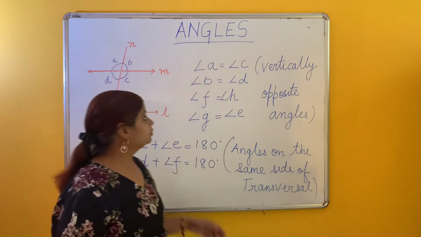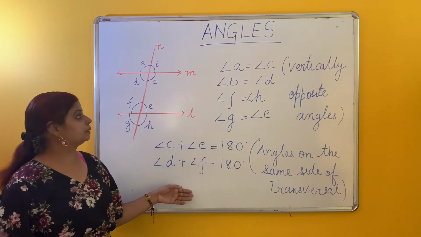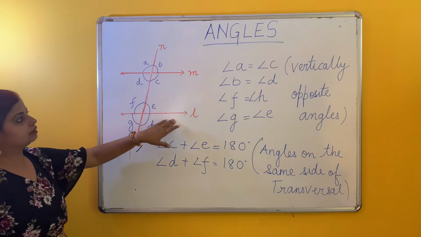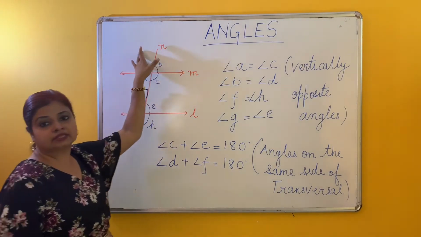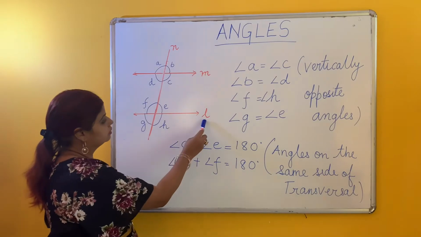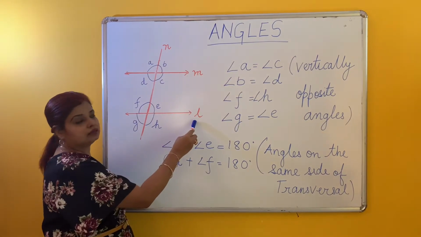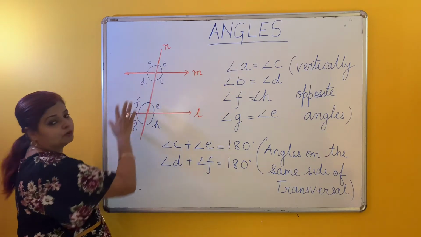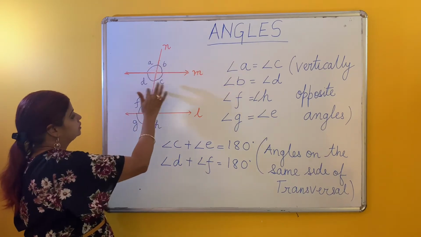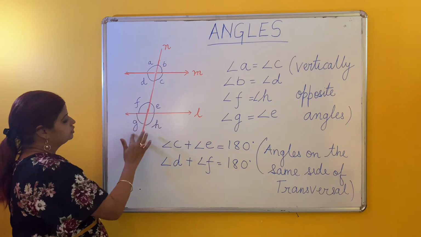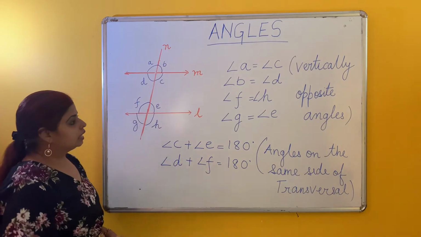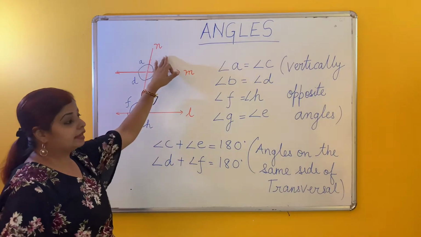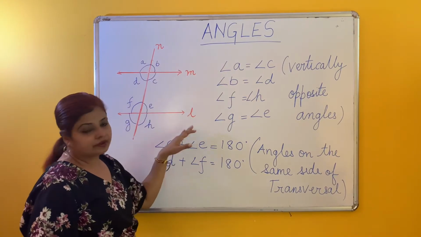So we are going to learn some of the properties of parallel lines. Now here I have drawn two lines M and L, and N is the transversal. So see here, L and M are parallel lines and N is the transversal in such a way that it forms 8 angles: A, B, C, D, E, F, G and H.